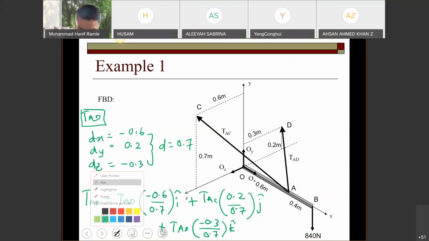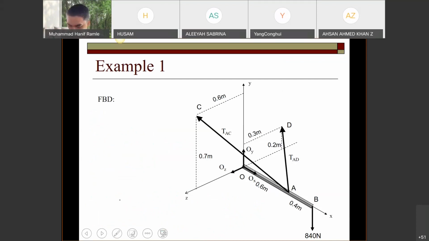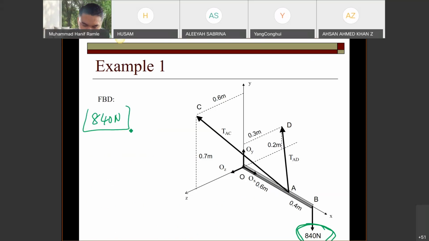Next one, which is this value. This is straightforward. What is the equation for 840 Newton in terms of IJK form? Minus 840 J, yes, correct. So this is the 840 Newton in terms of IJK form.